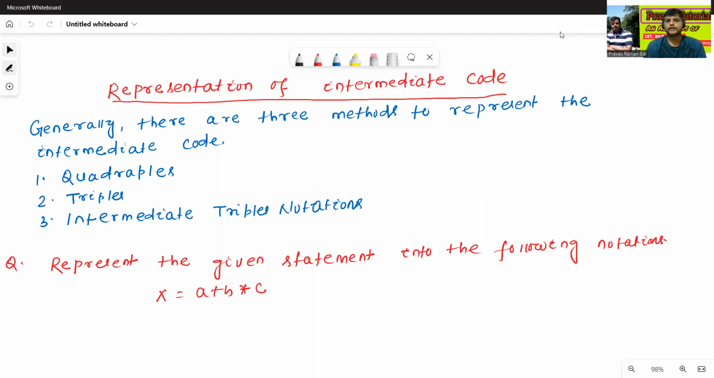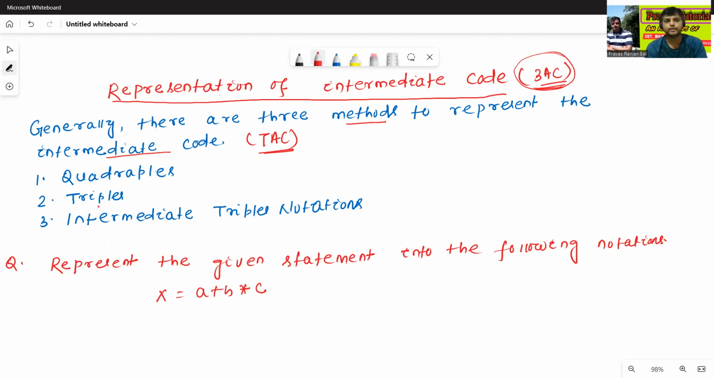Okay, so representation of intermediate code, or we can write here intermediate code or three address code. We can also mention here three address code. So how to represent a three address code? Generally, there are three methods to represent the intermediate code, or three address code. Mainly, we'll tell what three address code is. So how to represent a three address code.